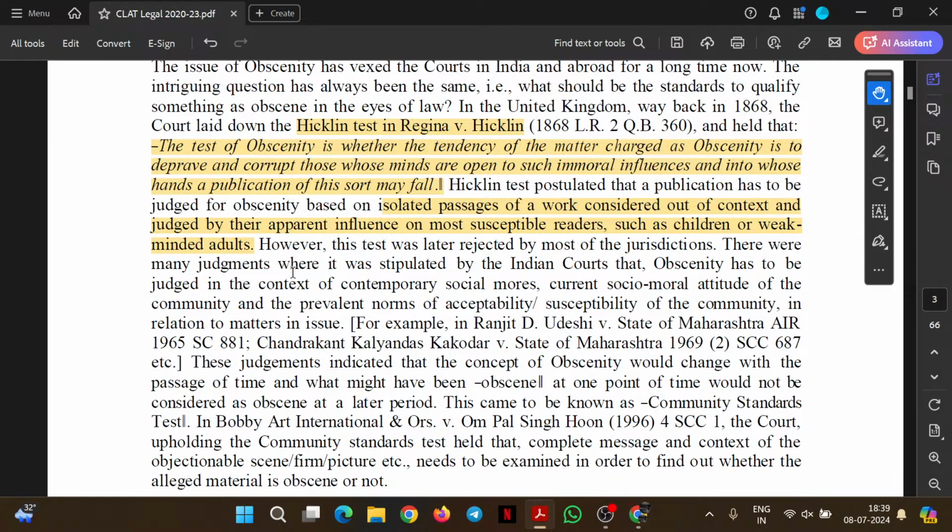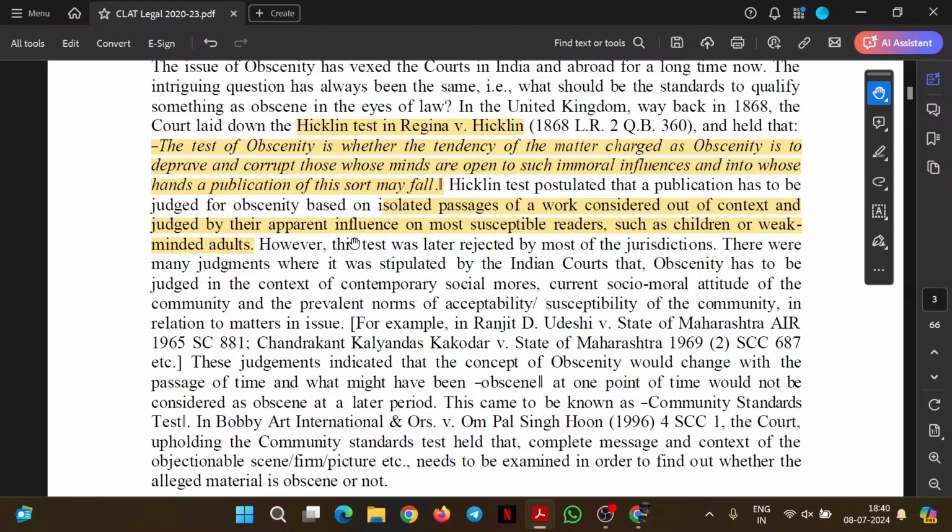You need to understand this part. It will be considered far away from what it was intended to portray, far away from in what sense it has been used. Only the obscene material or the material in question will be tested, not what it was meant for, not how it was meant to be consumed, and neither the impact, nor what it meant to convey. So this is the Hicklin test. Let's move ahead.